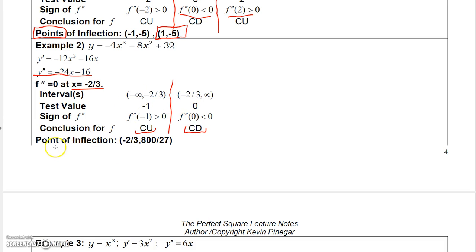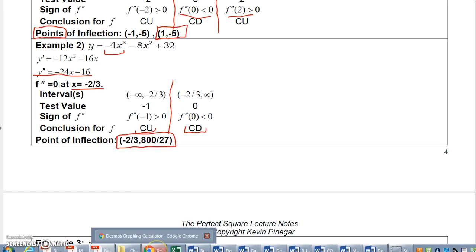Well, I like to get the exact answers here and not use approximations, so I had to do some heavy arithmetic here to figure out the y value for negative 2/3. So you get negative 4 times negative 2/3 cubed minus 8 times negative 2/3 squared plus 32, and I came out to the fraction 800 over 27 for the y value. Now I'm going to show you a picture here, and it's going to show you this point of inflection, but it's going to give it to you in a decimal, so I can't help that.